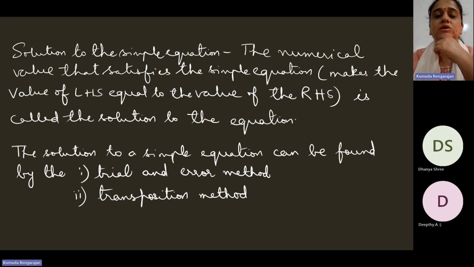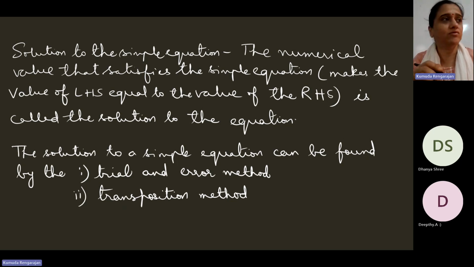Okay, so now, solution to the simple equation. The numerical value that satisfies a simple equation. Now, what does it mean to satisfy? That is the numerical value which makes the value of the LHS equal to the value of the RHS. You will understand when we take an example. The value that satisfies the equation is called the solution to the equation.